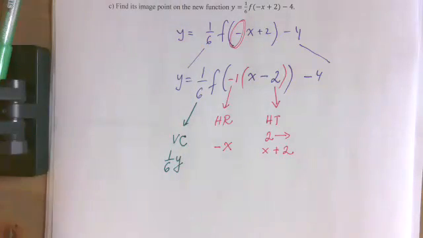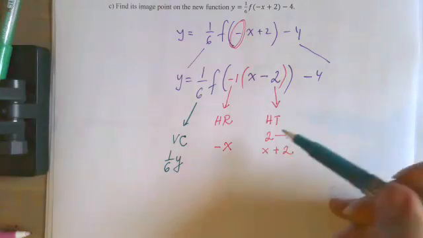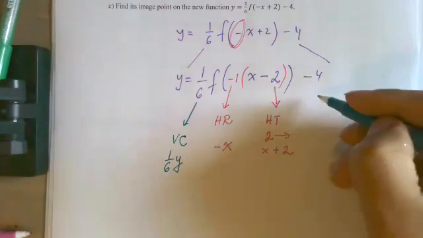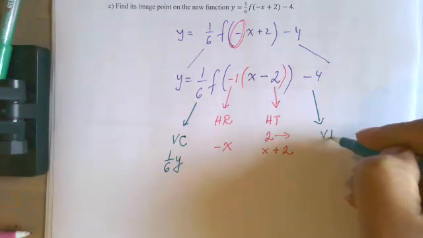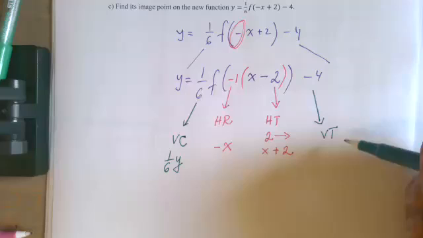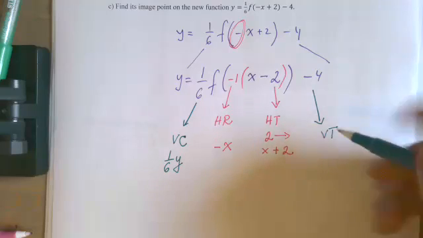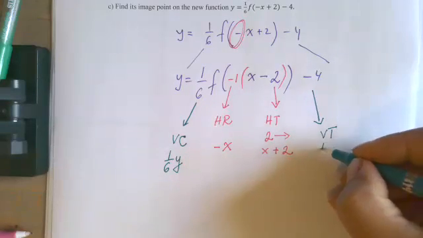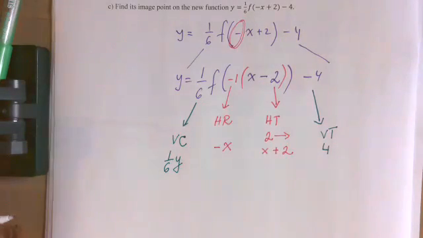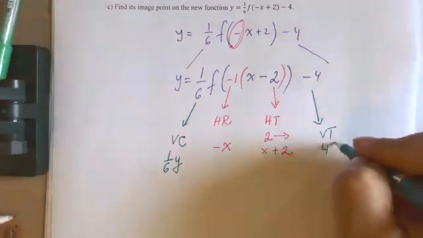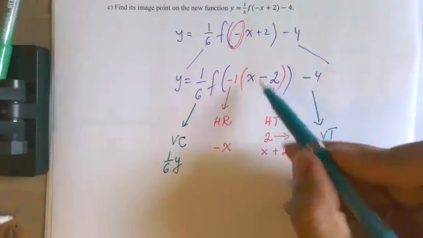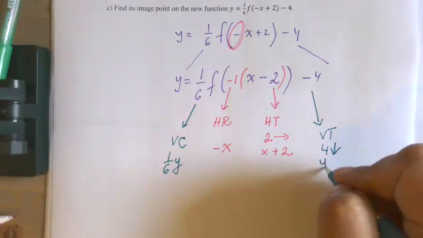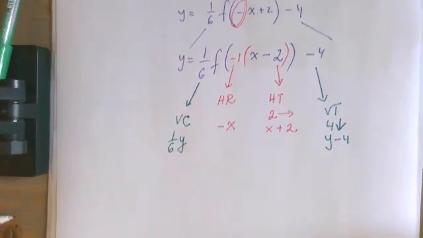And I'm going to keep my color labeling the same. I'm going to keep the y's in green. So I'm going to go back to this -4. And that's a vertical translation, so movement of the graph in the vertical direction, up or down 4 units. It's down because it's negative. That's right. So this one goes as is, this one always opposite of what you see. So y -4.